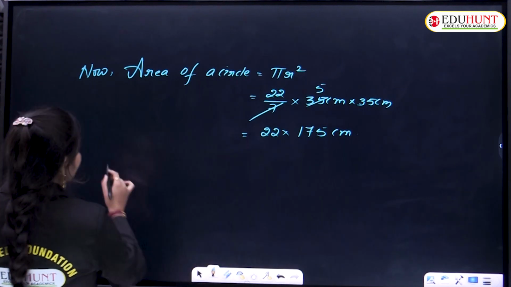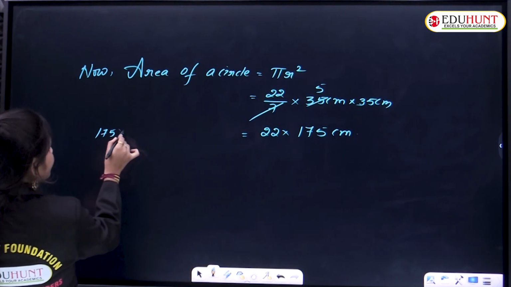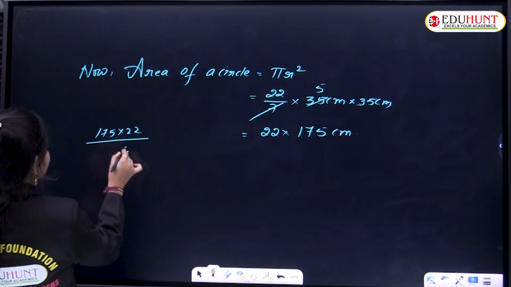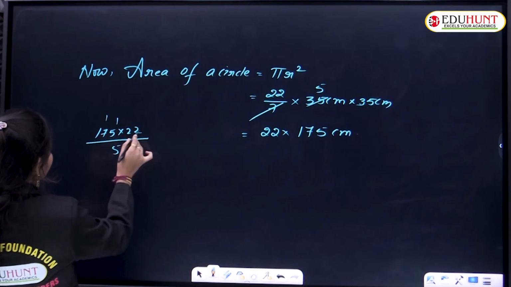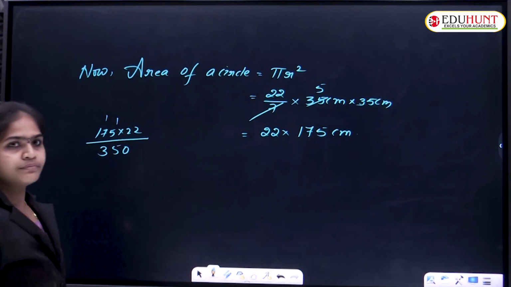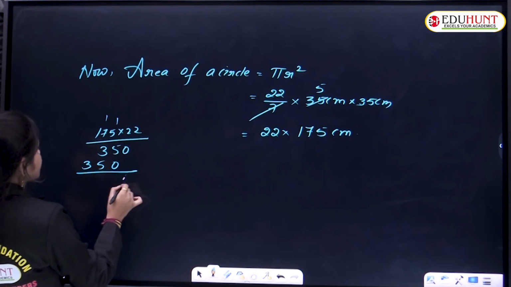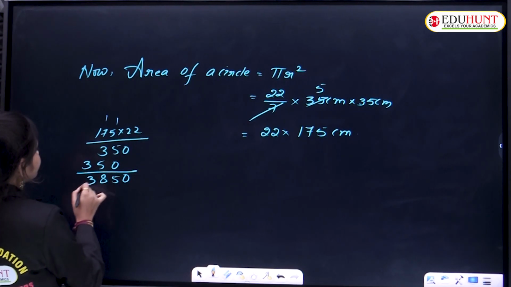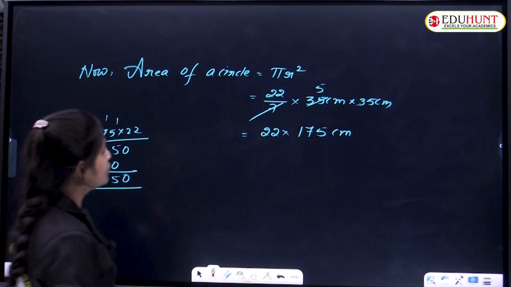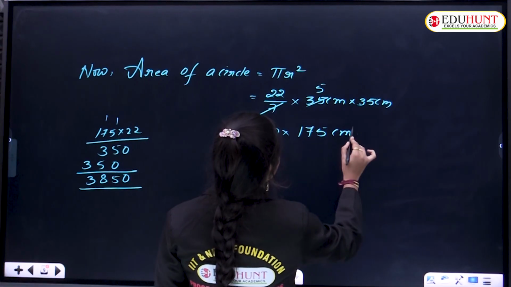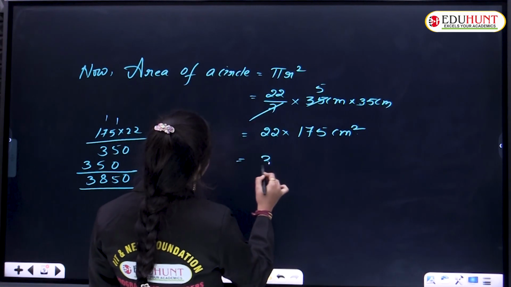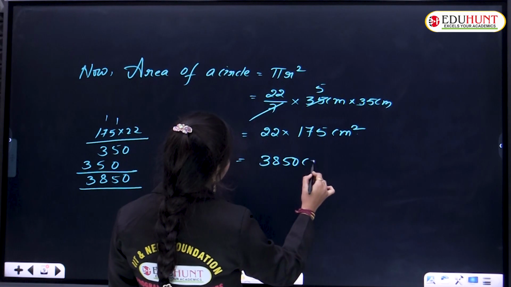Okay, now take the product. 175 into 22, how much will you get? 2 5's 10, 2 7's 14 plus 1 15, 2 1's 2 plus 1 3. Again the same value will come, no? 3850 centimeters into centimeters, centimeter square, which is equal to 3850 centimeters square.